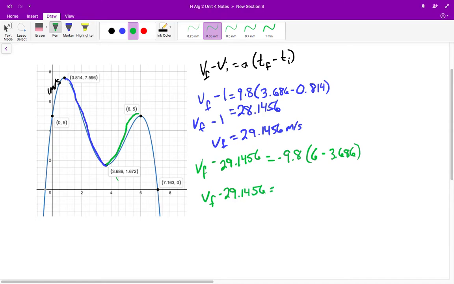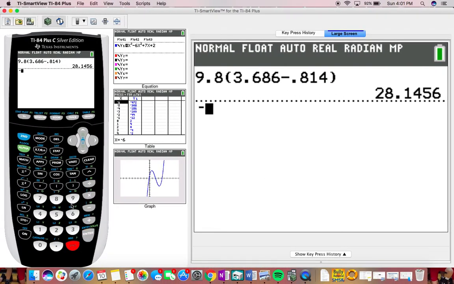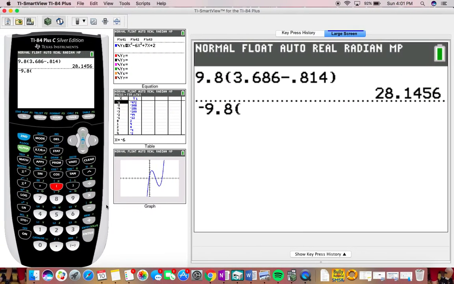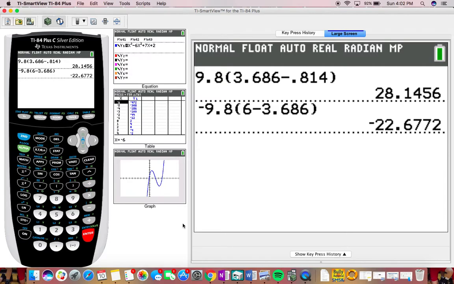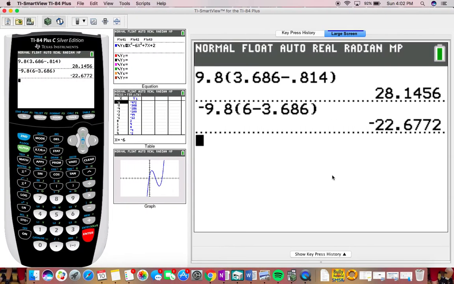All right, so the left side, let's leave that alone for right now and calculate the right side. We're going to take negative 9.8 and multiply by parentheses, 6 minus 3.686. And we get negative 22.6772.